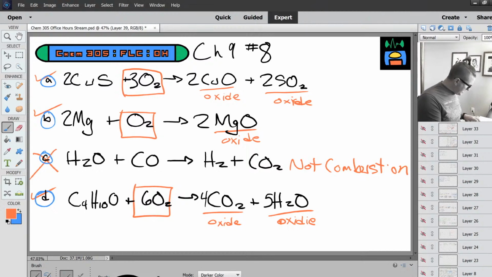Let's see. Okay, I'm seeing. Let's see. A. Yeah, so A is a combustion because the product is an iron oxide, but C is not a combustion. So that would be an error in the answers.